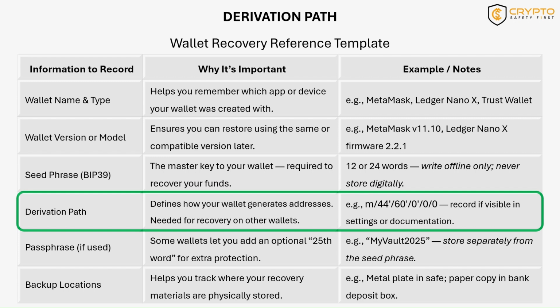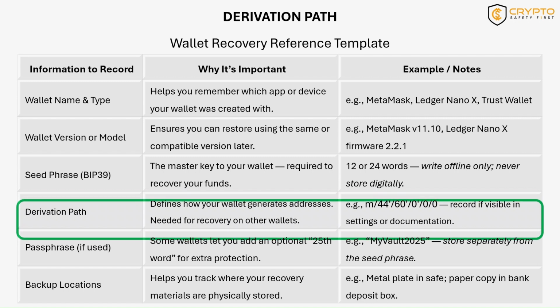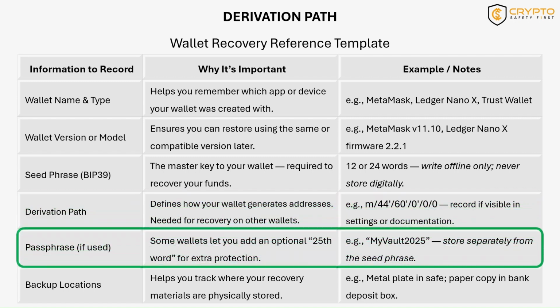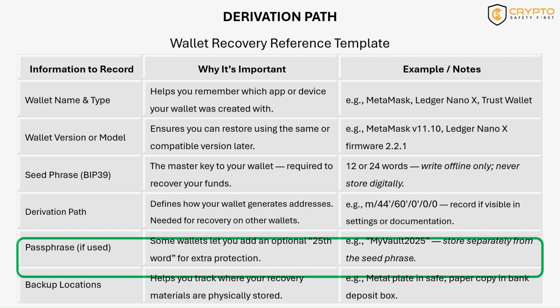If it isn't available, make sure other key details, like your wallet type, version, and creation date, are safely recorded, so you can identify the correct recovery setup in the future. Fifth, the passphrase, if you use one. Some wallets let you add a custom 25th word for extra protection. Just remember to store it separately from your seed phrase.